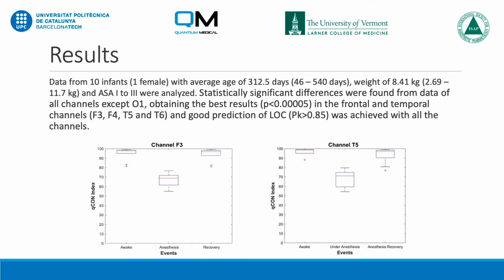But we could see that there's a significant difference between the values calculated awake versus anesthetized and recovered, both in frontal and temporal channels, the F3, F4, T5, and T6. And we were able to make a prediction of loss of consciousness with a prediction probability number, PK, of more than 0.85, achieved within all the channels except the O1.